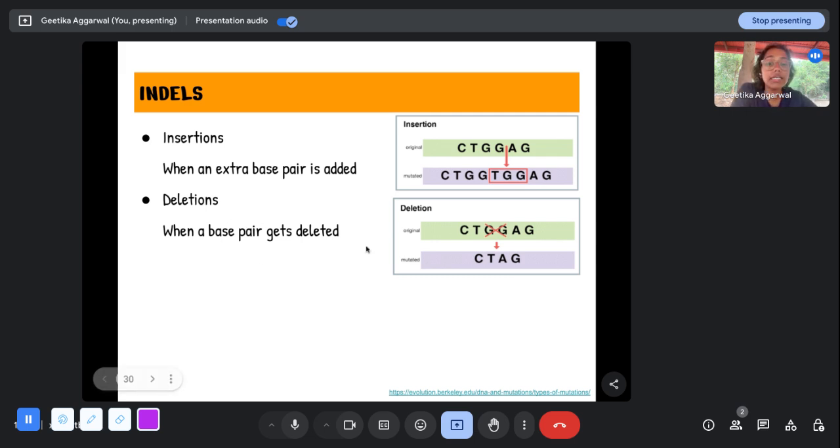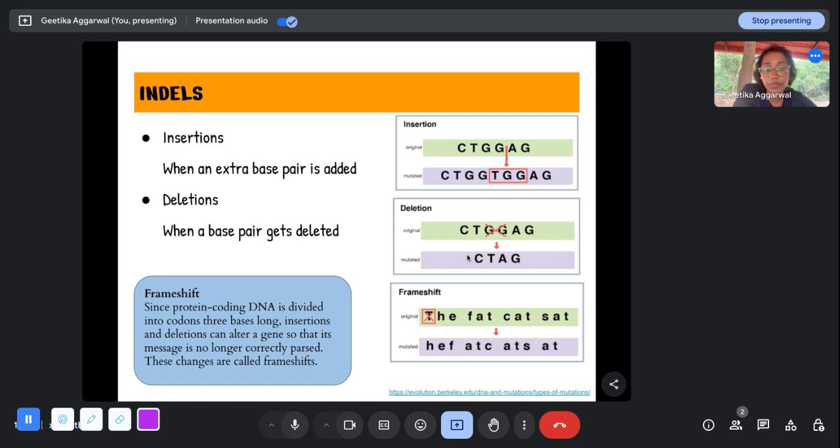Deletion is when some base pairs get deleted. For the same sequence, CTGGAG, if you delete these two G's, it becomes CTAG. Then there's something called a frame shift mutation. A DNA sequence is read in a certain frame of three letters each, because three bases form a codon. Protein-coding DNA is divided into codons three bases long. So insertions or deletions can alter the gene in such a way that the message is no longer correctly transcribed. These changes are called frame shifts.